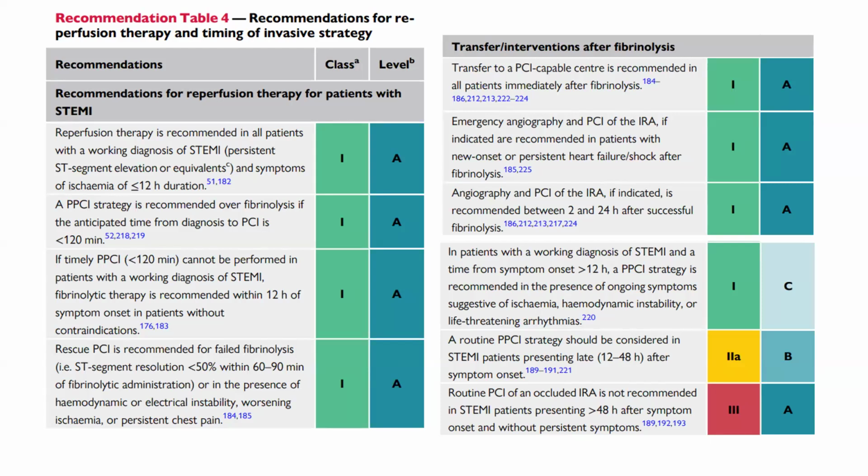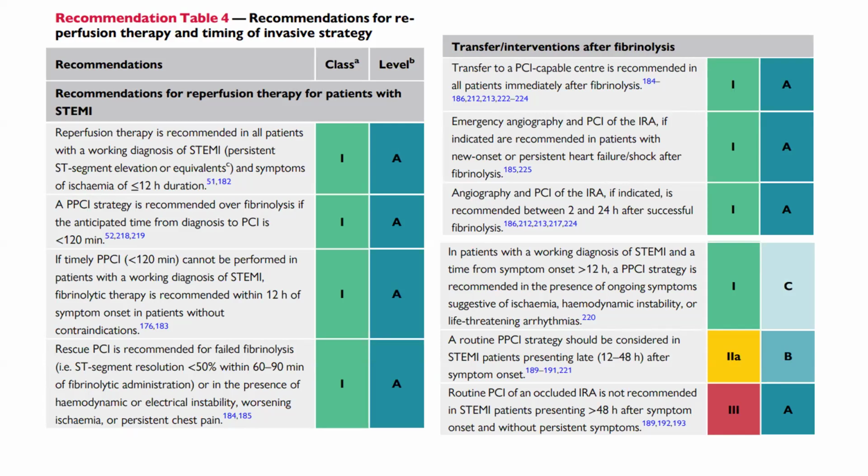In patients with a working diagnosis of STEMI and time from onset of symptoms of more than 12 hours, a primary PCI strategy is recommended in the presence of ongoing symptoms suggestive of ischemia, hemodynamic instability, or life-threatening arrhythmias. In Ghana, most of our patients come beyond 12 hours. Hardly do we get patients coming within 12 hours. So we tend to do most of our emergency procedures at 12 to 24 hours. In some situations, we have done 24 to 48 hours.